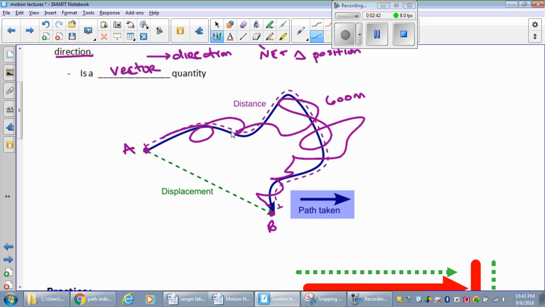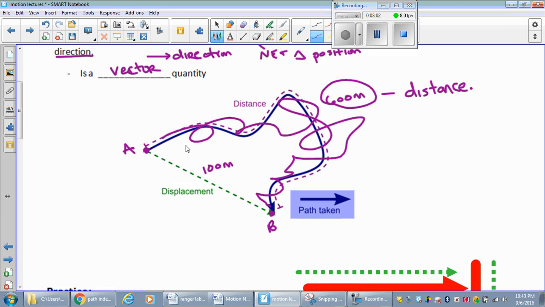So even if I did all these squiggly things and my distance came out to 600 meters, right, so this would be my distance. This is the total length of my path. Or even if I go backwards at some point, right? My displacement, on the other hand, would just be the straight line. So let's say that if this were 600 meters and this were only 100 meters, it wouldn't matter, right? We're looking at how far I actually displaced.